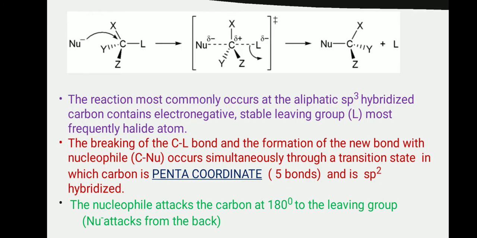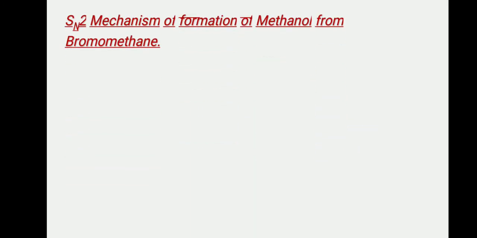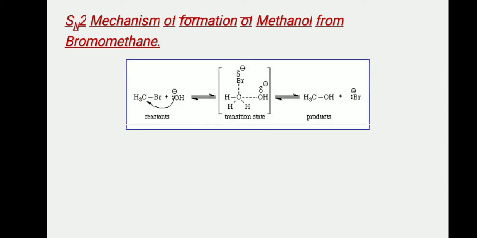So the nucleophile will attack from the back side. Here is the SN2 mechanism of formation of methanol from bromomethane. So this is the reaction. Here this is methyl bromide, which reacts with our nucleophile, any alkali. You can take NaOH or any alkali. For an SN2 reaction, this alkali must be strong. We have to take the nucleophile NaOH or KOH.